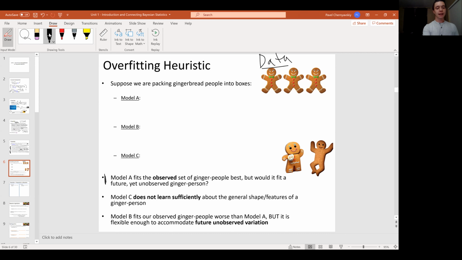Suppose that model A fits our observed set of ginger people best. So how would I find a box, think of it like a model, that fits my data the best? Well, I probably pick up the features. So, get nice arms, and here's the legs. Here's the legs. Oh, there's another arm. Okay. I'm not a very good artist, especially with the stylus, but this is my model A, right? It fits my observed. Pretend I can do that. All right, give me a chance, guys.